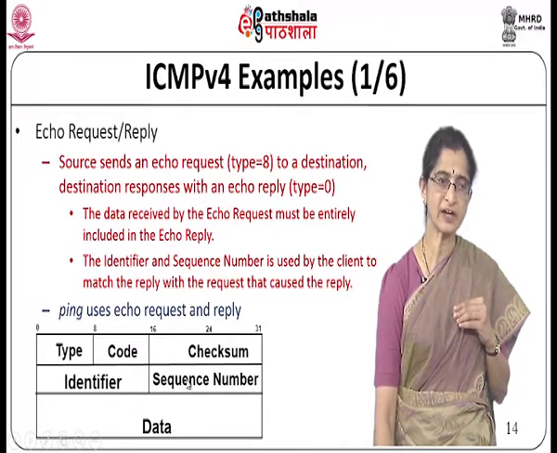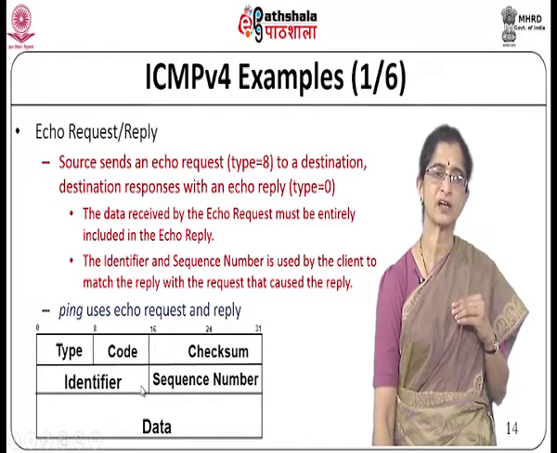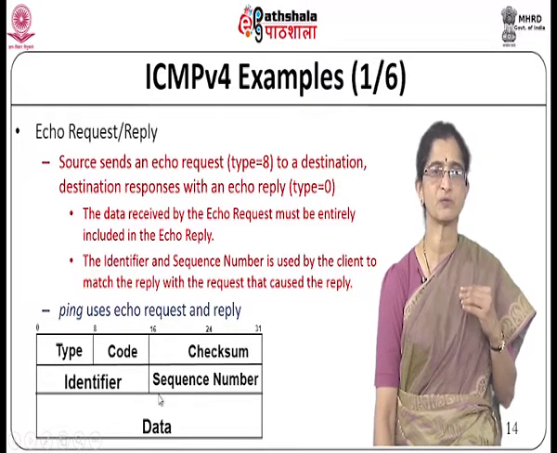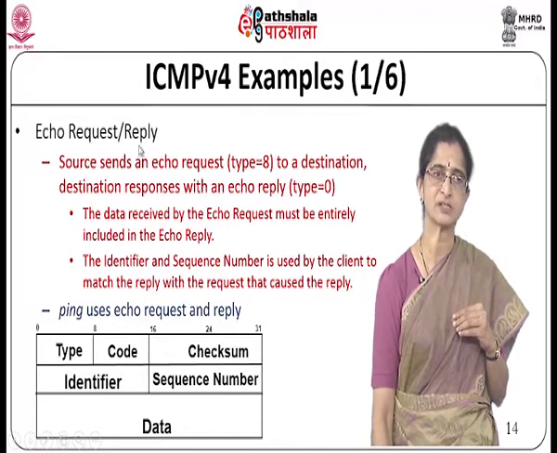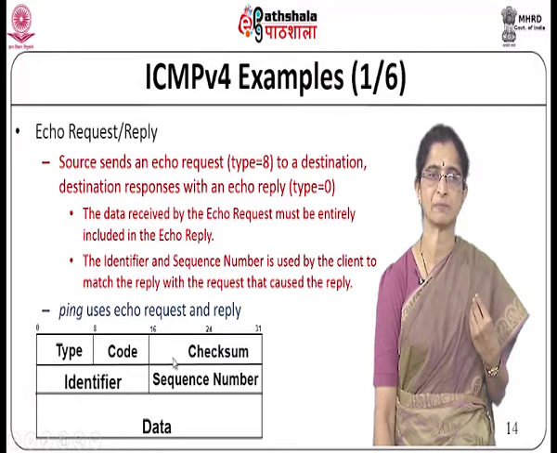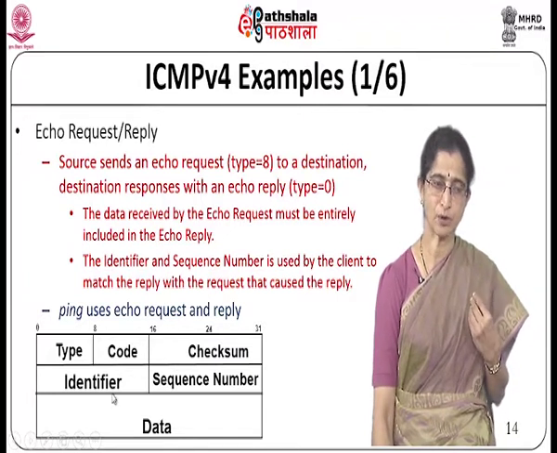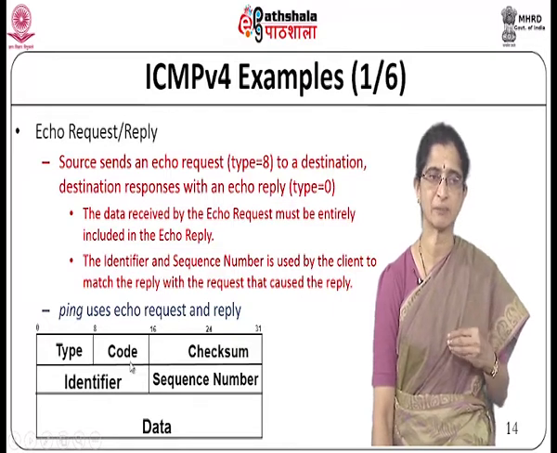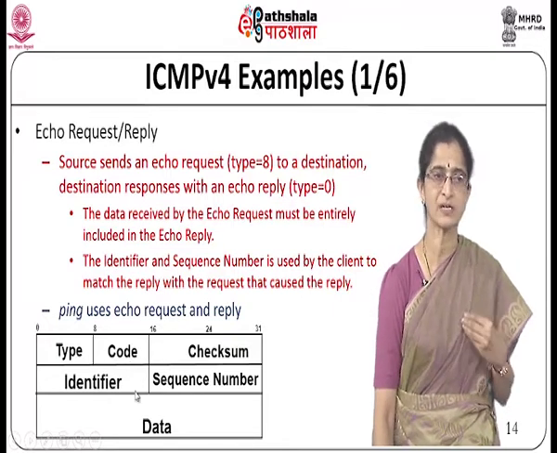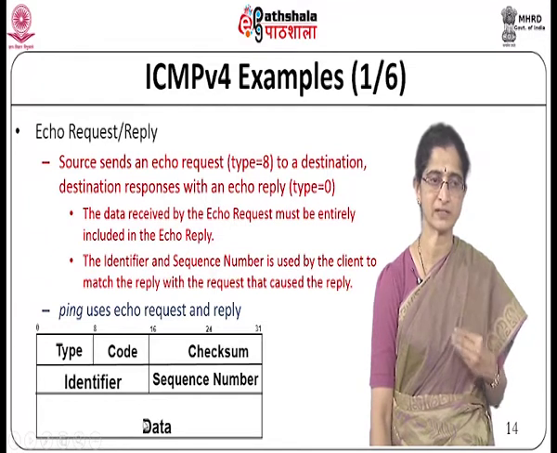Now, this identifier and sequence number together are used to match the request with the reply. Whatever information is sent in the identifier and sequence number in the echo request message has to be sent back in the reply message. The same information has to be copied back, so that the source which sent the echo request, when it gets back the reply, will be able to match the reply with the request and identify that the path is correct.